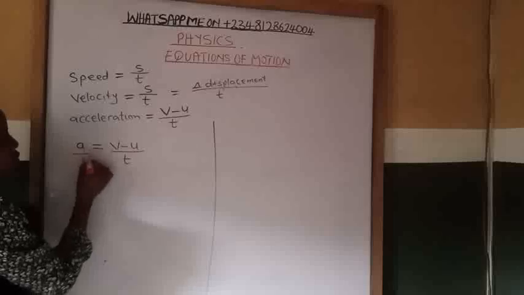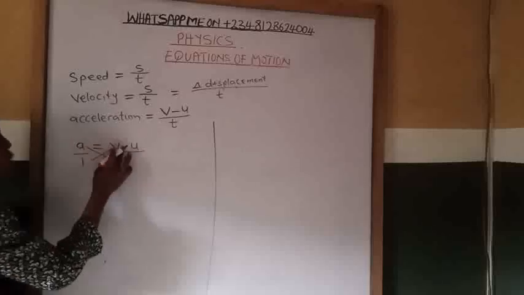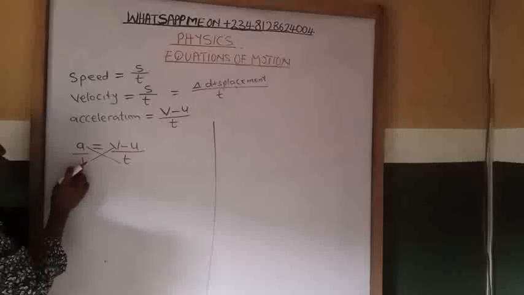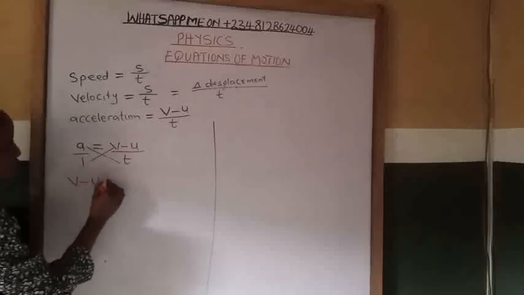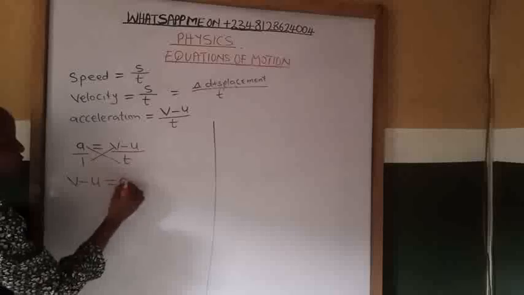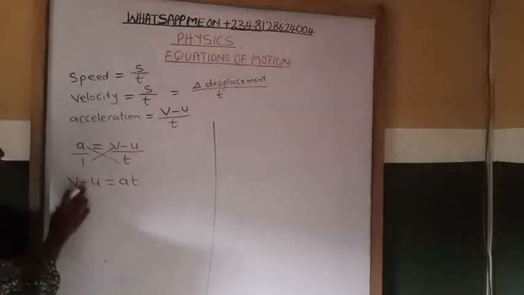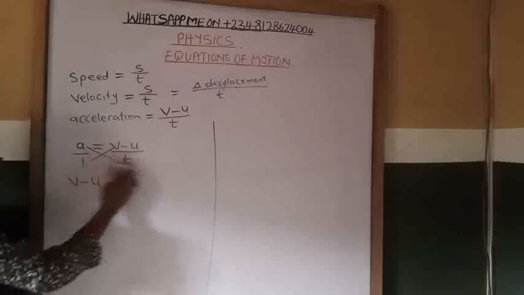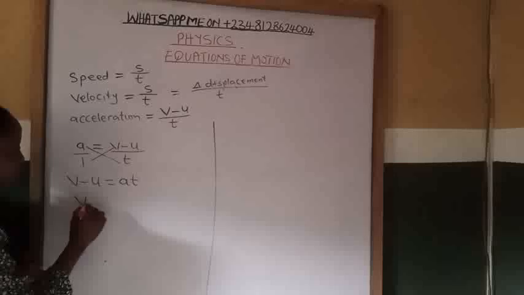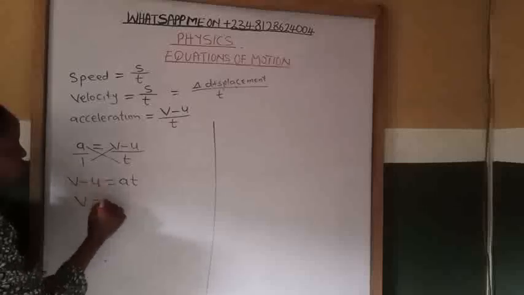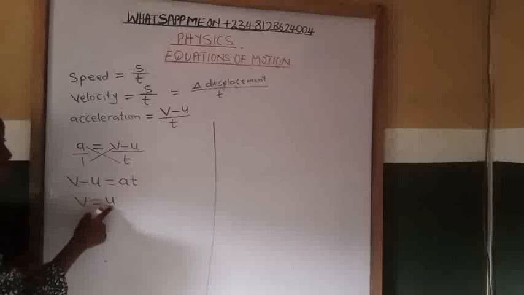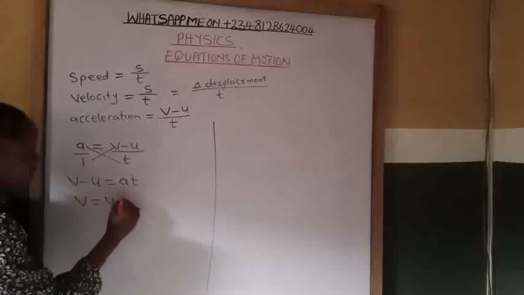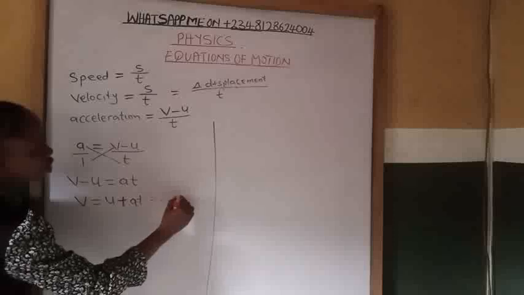Now let's cross multiply. When we cross multiply, v minus u times 1 gives v minus u, equal to a times t, which gives at. I don't want the negative u on this side, so I move minus u to this side, and it changes to positive. Therefore v equals u plus at. That is the first equation of motion. So we have derived the first equation of motion, number 1.